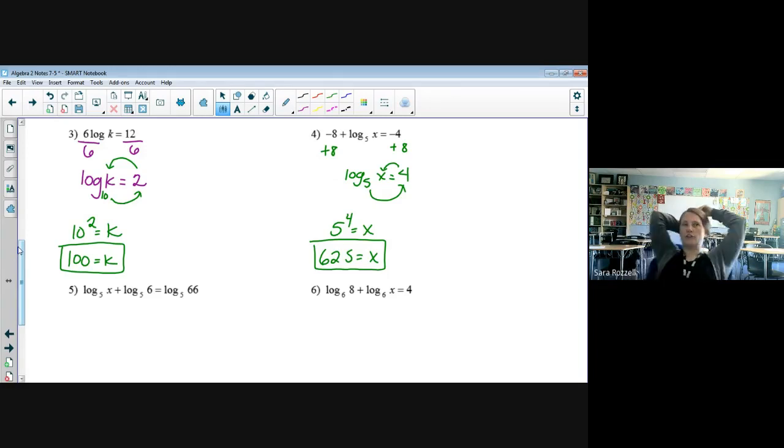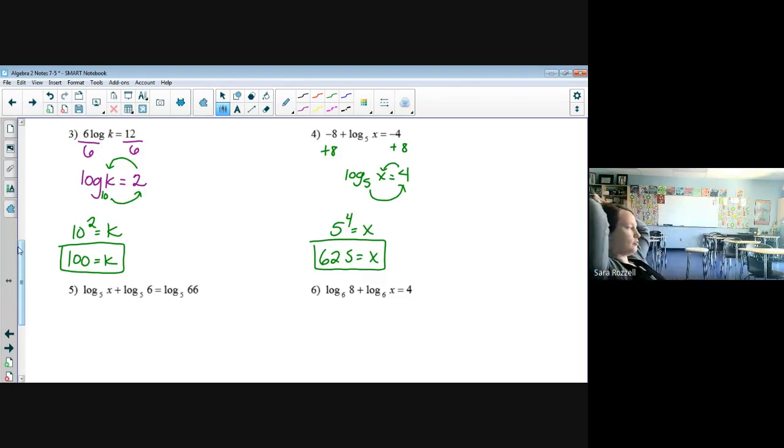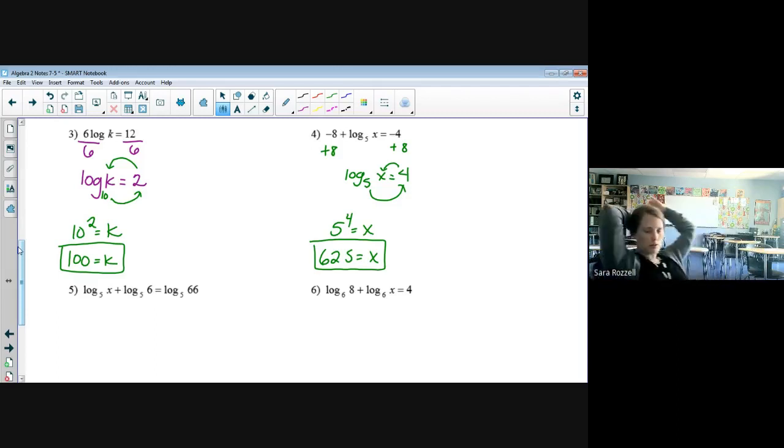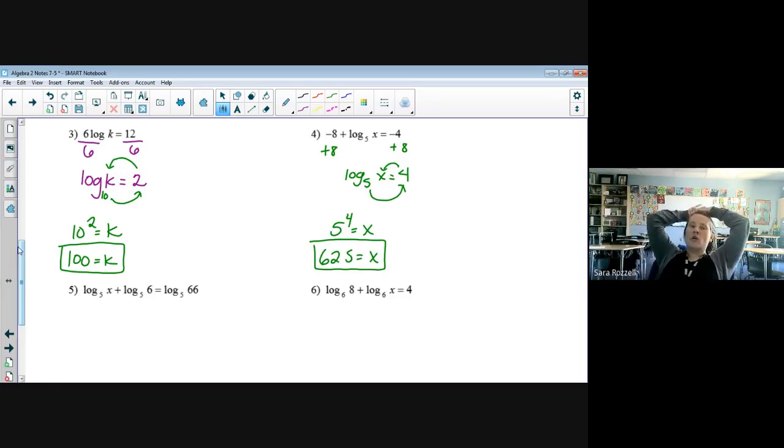And these 2 are 2 different types of problems. We're going to solve them a little bit differently after we combine them together. So I wanted to show you one of each. Go ahead and write those down. Log base 5 of x plus log base 5 of 6 is equal to log base 5 of 66. And then log base 6 of 8 plus log base 6 of x is equal to 4.